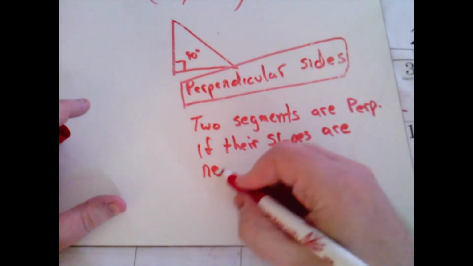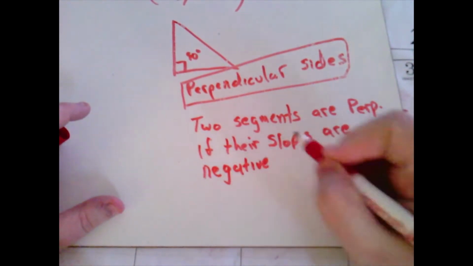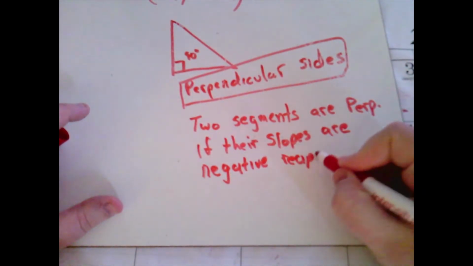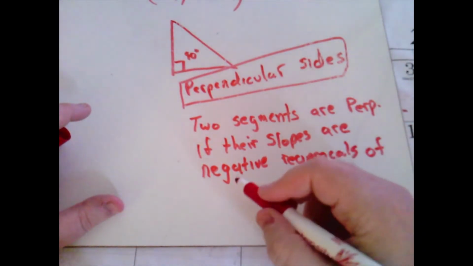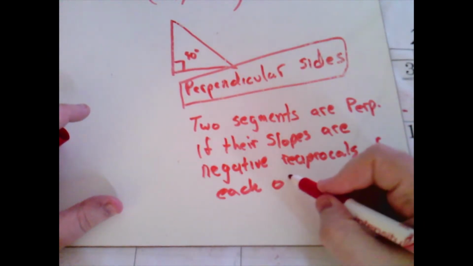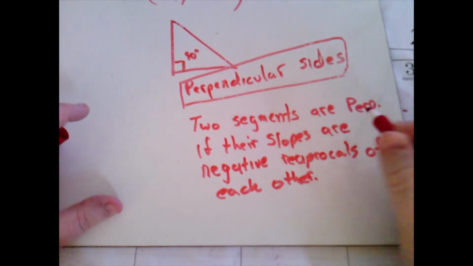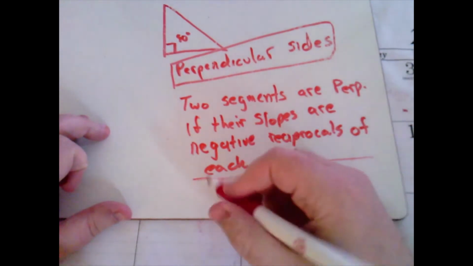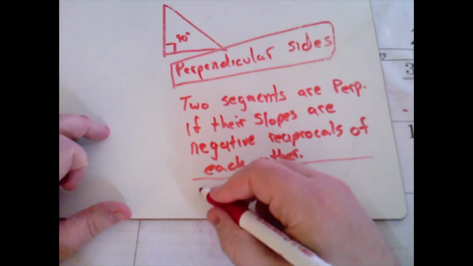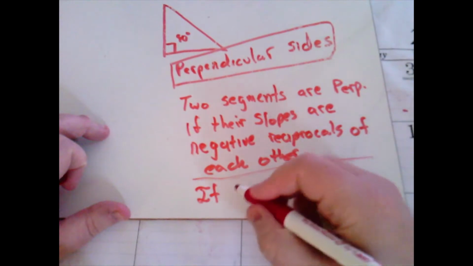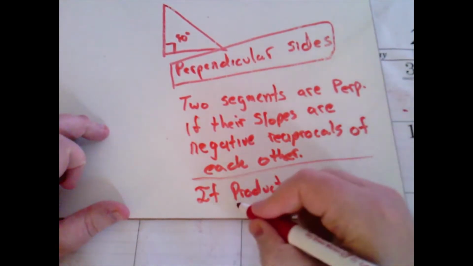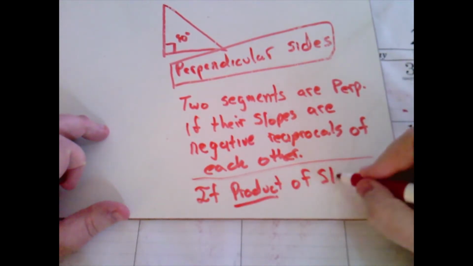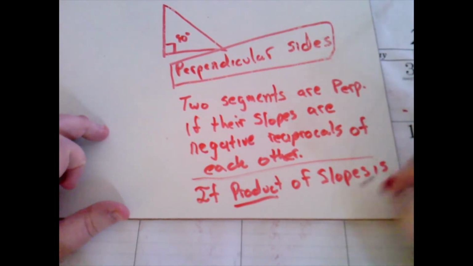Negative reciprocals of each other. In other words, if the product of the two slopes is -1, then they're perpendicular. So if the product of slopes, product meaning multiplication, of course, is -1, then they're perpendicular.